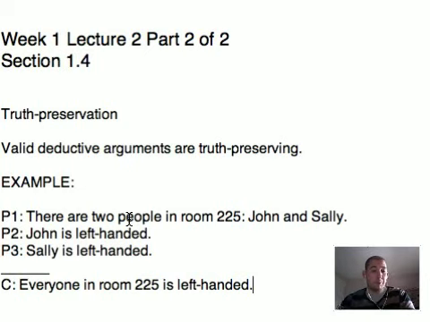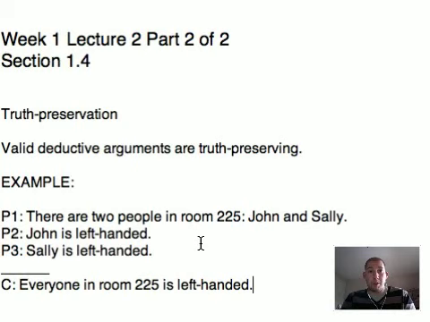This is actually going to be a good example. So is this argument a valid deductive argument? That is to say, if the premises are true, it doesn't matter whether or not they in fact are. We don't care whether these sentences are indeed true or false. What we just care about here is if they were. So in the case that there are two people in room 225, John and Sally, and John is left-handed, and Sally is left-handed, if we take that all as given, is it then necessarily the case that everyone in room 225 is left-handed?